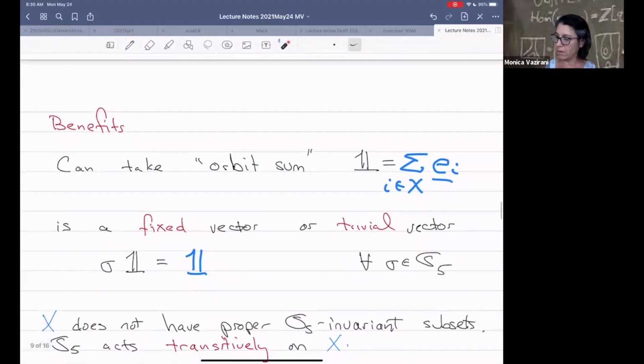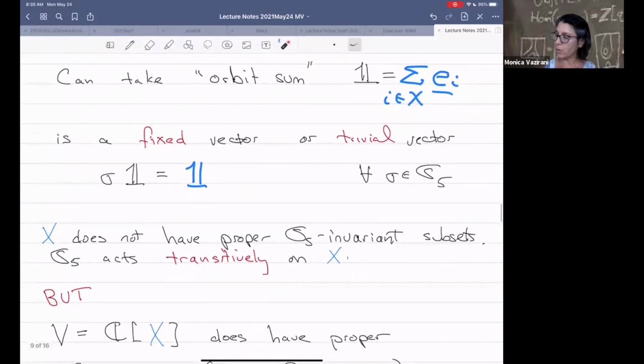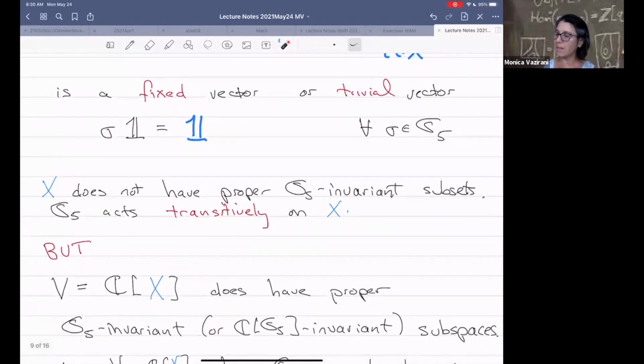So in other words, X doesn't have any proper S5 invariant subsets, right? There's no fixed points, but it does act transitively on X. You can get from 1, 2, 3, 4, 5 to any of those other numbers by permuting. But the vector space that we make out of X, V, C adjoin X, does have proper S5 invariant subspaces.